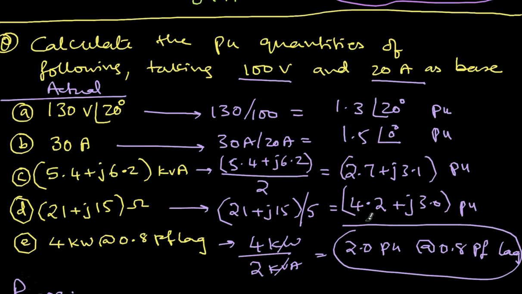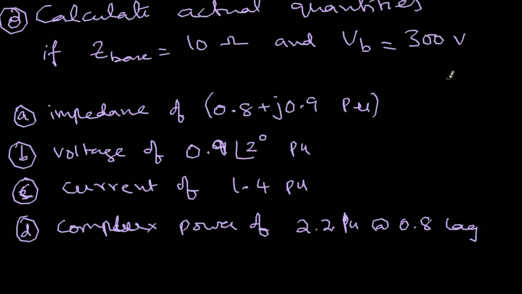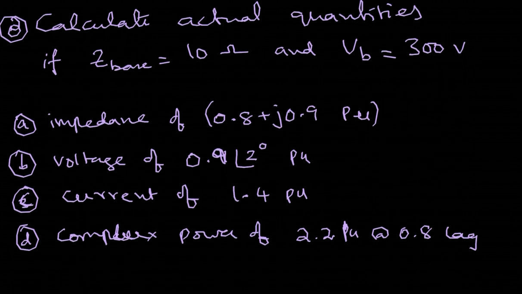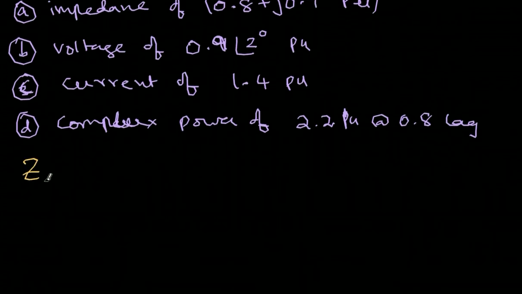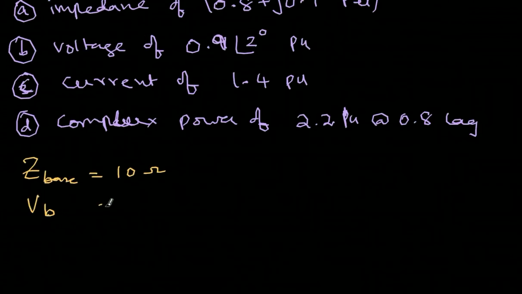Let's look at one more problem where the per unit values are given and you have to calculate the actual values. So let's go down. I have already written the problem. Calculate the actual quantities if base impedance is 10 ohms and voltage base is 300 volts, and these are the values that are given. So Z base given is 10 ohms and voltage base given is 300 volts.